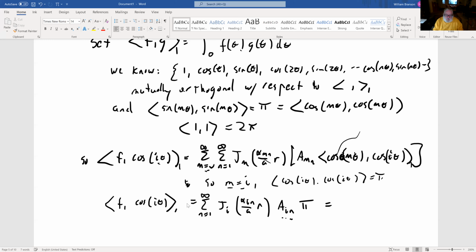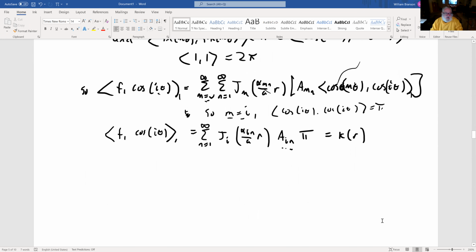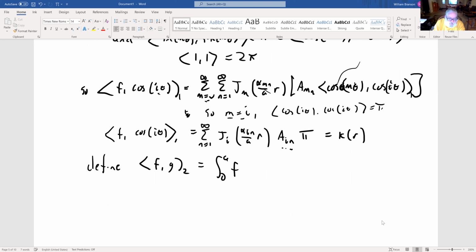So we have this series, and we're still looking for these things. So what I'm going to do is I'm going to call this some function of r, because it is. We've got r's floating around there. We've dealt with the thetas, but not the r. And we'll introduce a second inner product. So this is a second inner product, which we're thinking about for the r's.